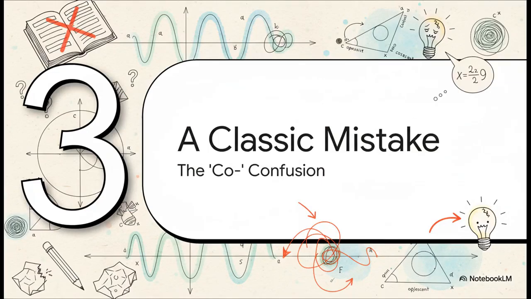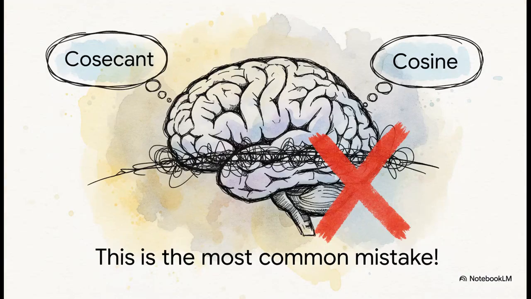All right, I'm going to pause here for a second because I want to talk about the number one trap that students fall into with this stuff. Seriously, if you remember this one thing, you'll save yourself so many headaches. It's the name, cosecant and cosine. They just sound like they should go together, right? Your brain is screaming to pair them up. It feels right. But nope, it's totally 100% wrong. Cosecant is not the reciprocal of cosine.